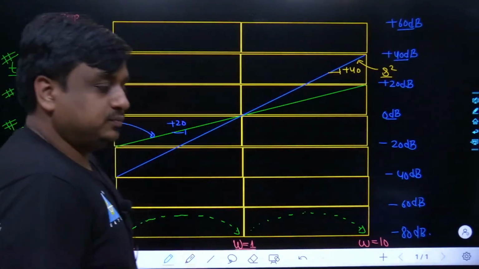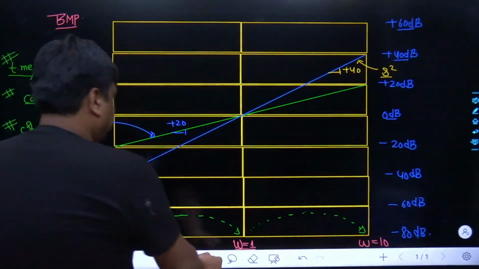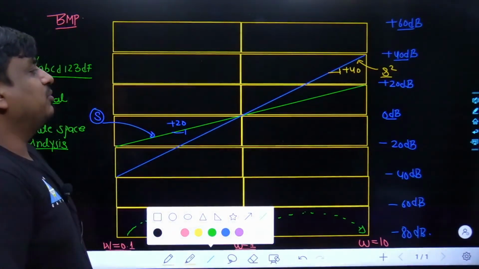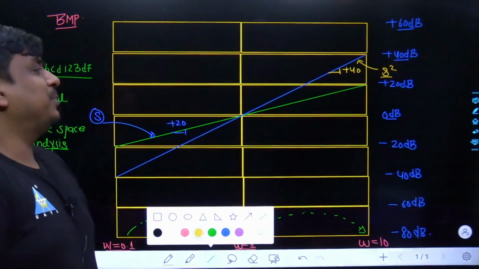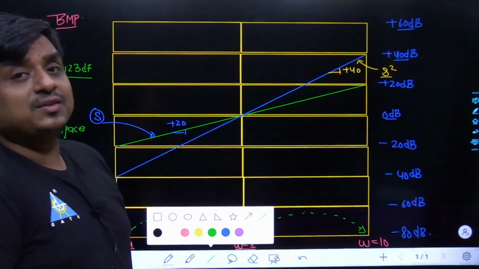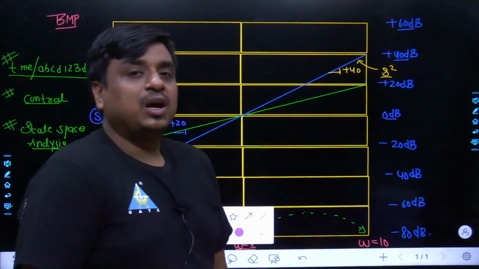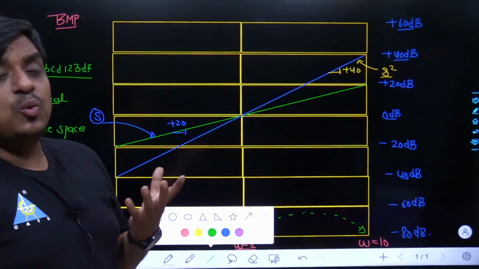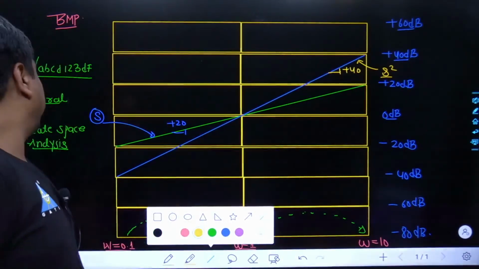Yes. In the same sequence, if we move forward, specifically the term present in your OLTF is S cube. Because of S cube, you are going to have a slope equal to plus 60 dB per decade. What does that mean by plus 60 dB per decade? That means in each decade, you are going to have a rise of plus 60.